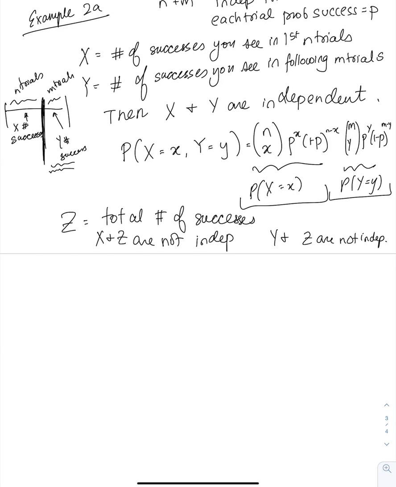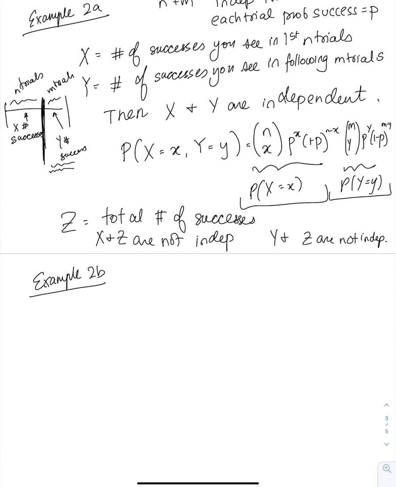So now let's do something a little bit more involved. Example 2b. Let me just read this out. Suppose that the number of people who enter a post office on a given day is a Poisson random variable with parameter lambda. Show that if each person who enters the post office is male with probability p and female with probability 1 minus p, then the number of males and females entering the post office are independent Poisson random variables with parameters lambda p and lambda times 1 minus p respectively.